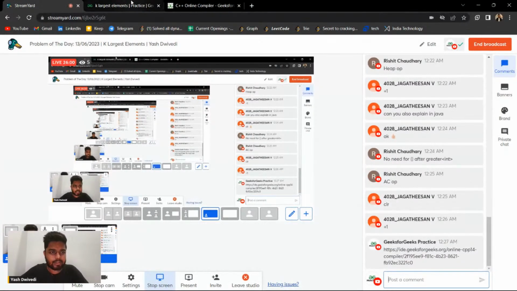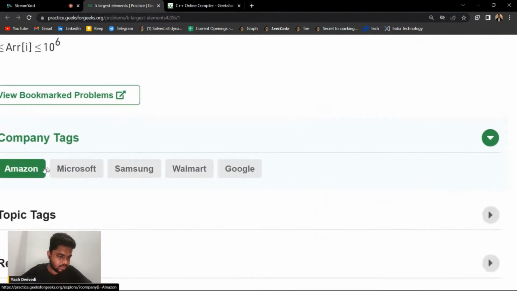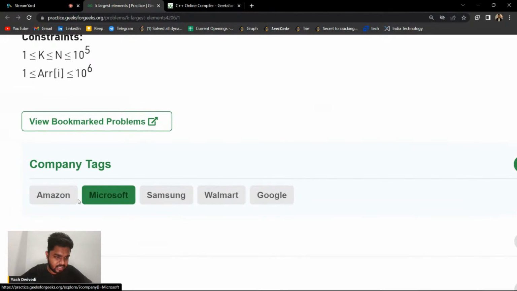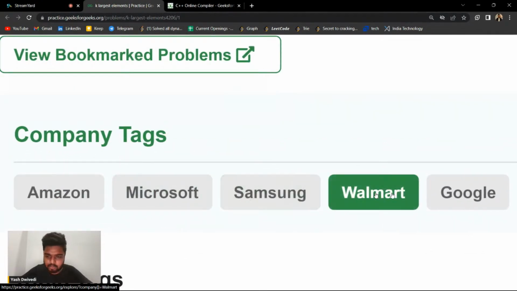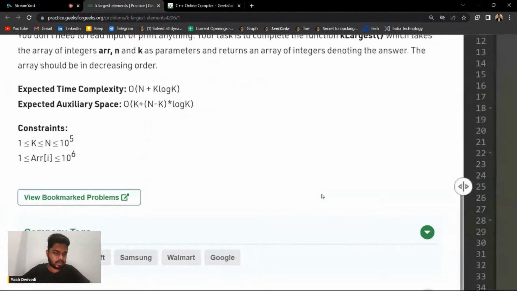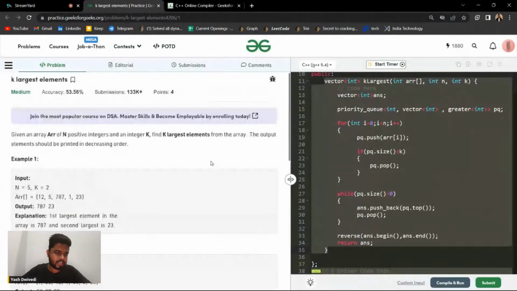You can see that this problem, k largest element, is asked in Amazon. It was also asked in Microsoft, Samsung, Walmart and Google. So a lot of companies have asked this particular problem, right? So that is how you can solve this particular problem, and I hope that everyone is clear with it.